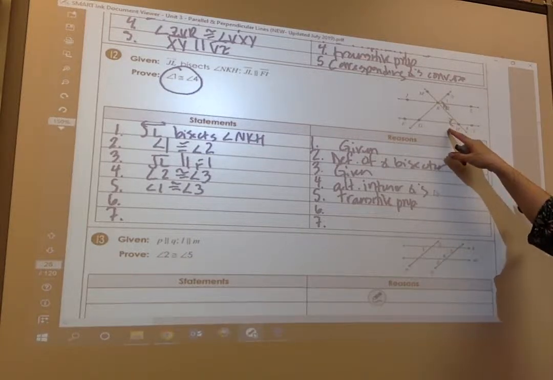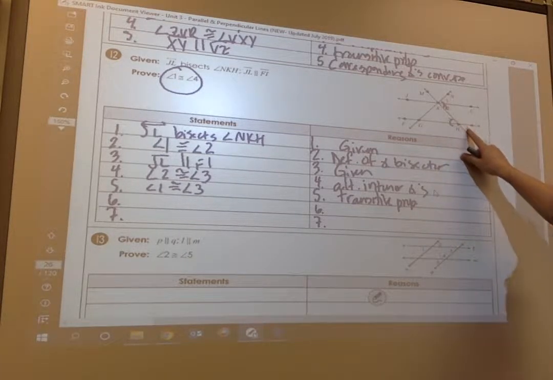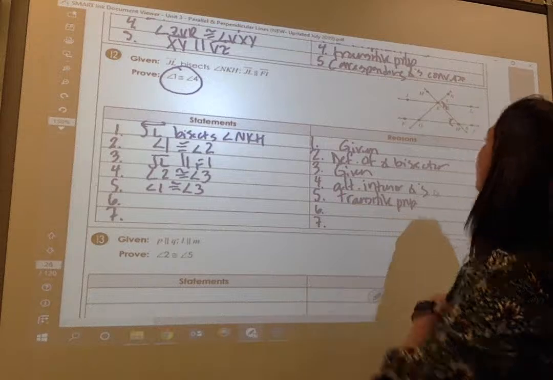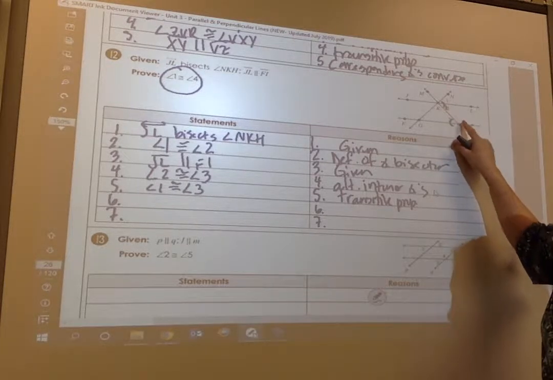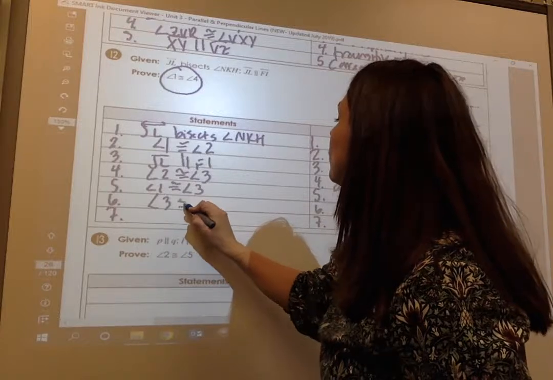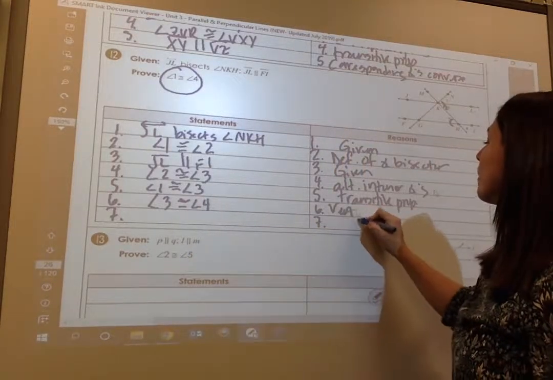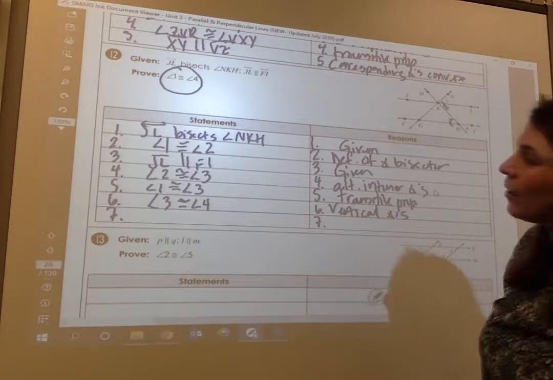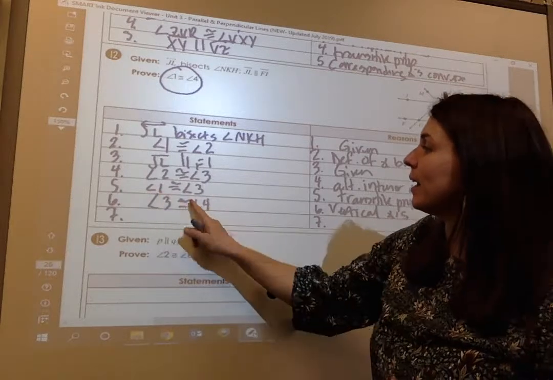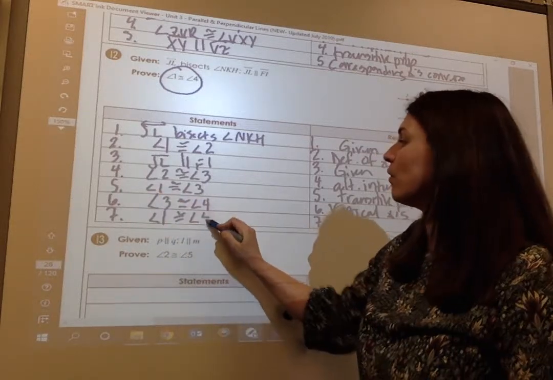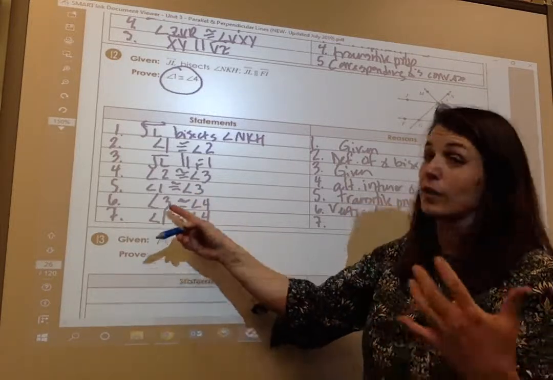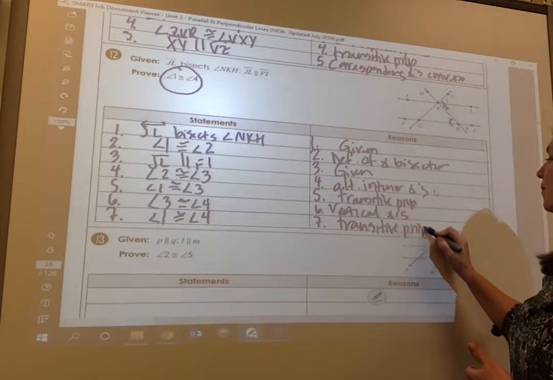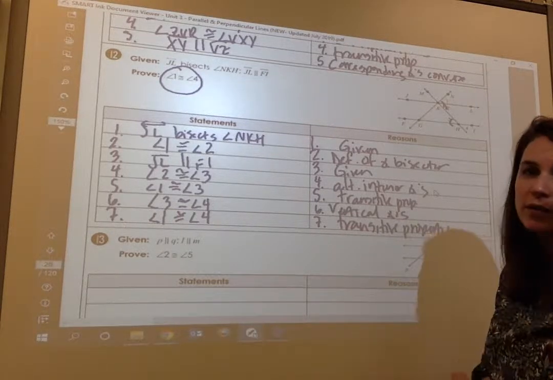So if angle 1 is congruent to angle 3, I know that angle 3 is congruent to angle 4, remembering the whole time that I'm trying to get to angle 1 is congruent to angle 4. So now I can say that angle 3 and 4 are congruent because of vertical angles. And now I can use transitive property again and say that angle 1 is congruent to angle 4. Angle 1 is congruent to 3, 3 is congruent to 4, then angle 1 is congruent to angle 4, and that's the transitive property. Okay, so that's number 12.